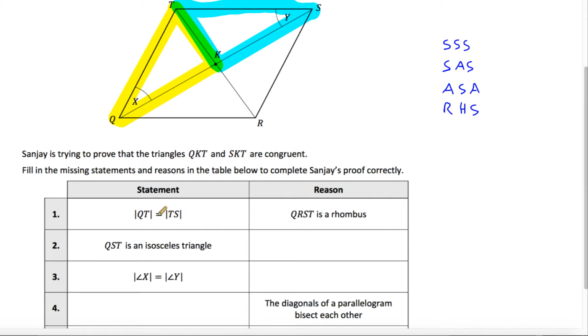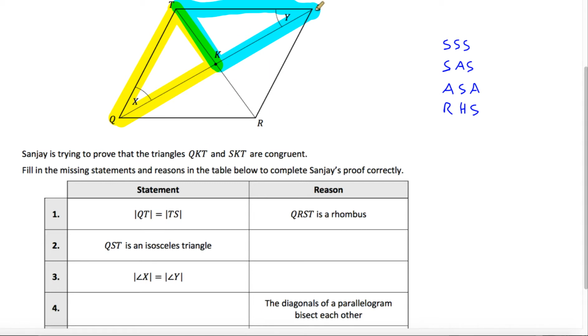So the first statement says that QT is equal to TS. So QT, set length here, is equal to TS. The reason it says is that QRST is a rhombus and all four sides in a rhombus are all the same, so that's okay. Statement 2, QST is an isosceles triangle.